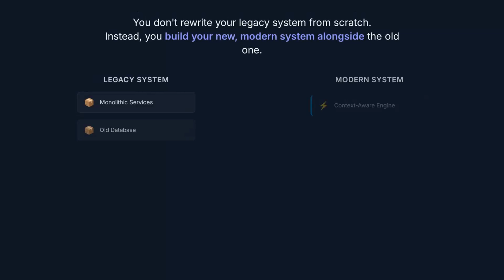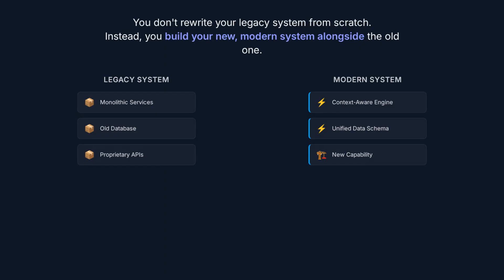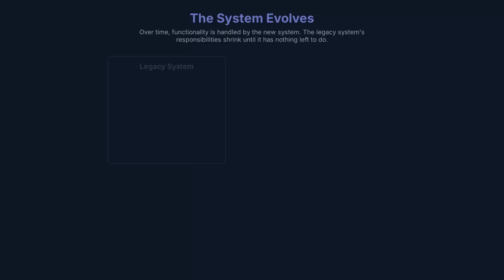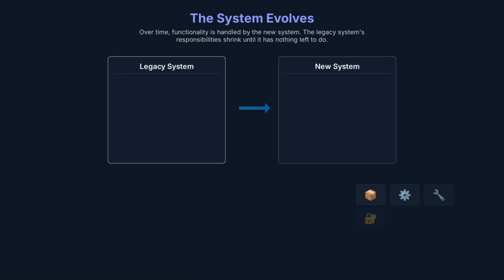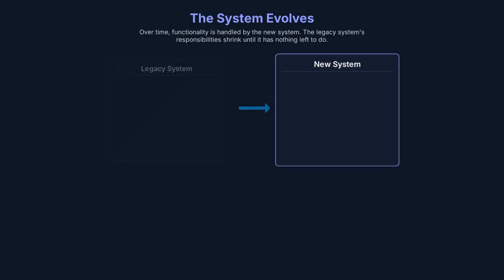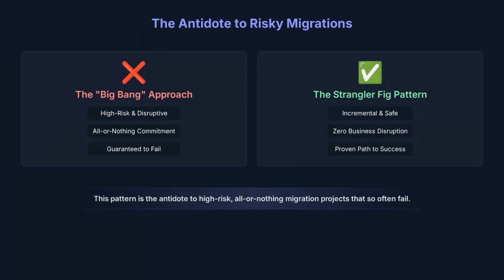In technology, it means you don't rewrite your legacy system from scratch. Instead, you build your new, modern system alongside the old one. You then use a special layer, a facade or a proxy, to gradually redirect traffic and functionality from the old system to the new one. Over time, more and more functionality is handled by the new system. The legacy system gets strangled, its responsibilities shrink until it has nothing left to do. At that point, you can safely decommission it with zero disruption to the business.